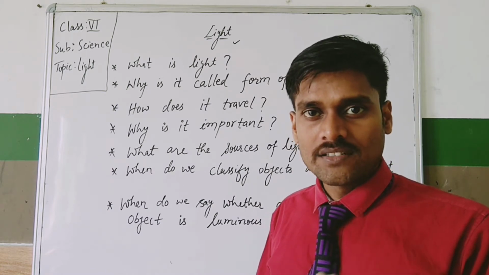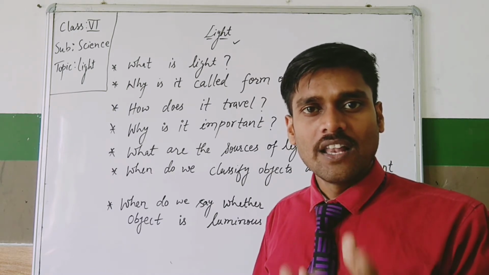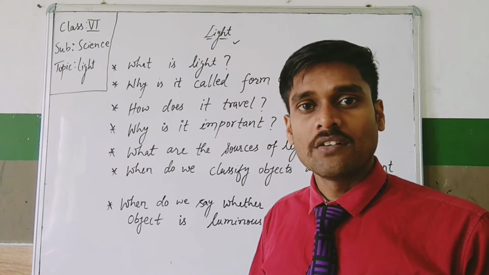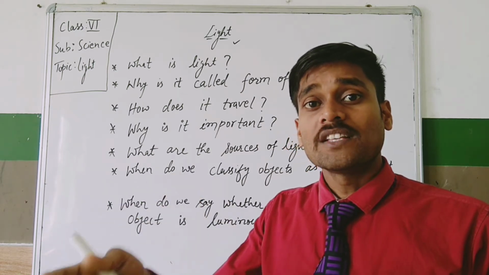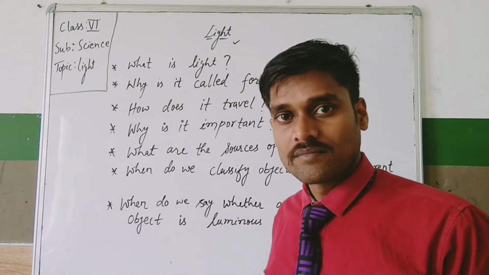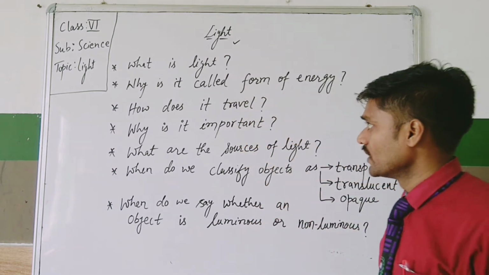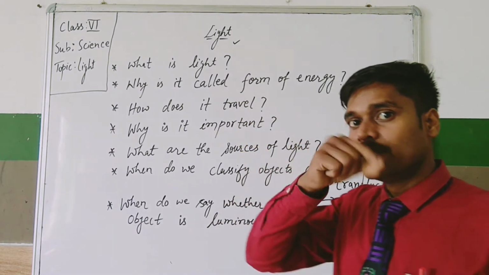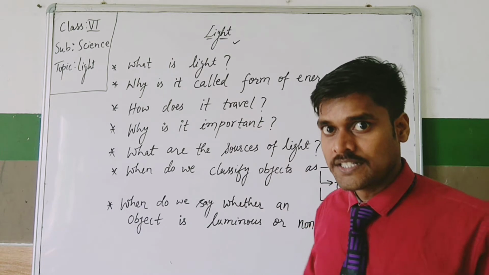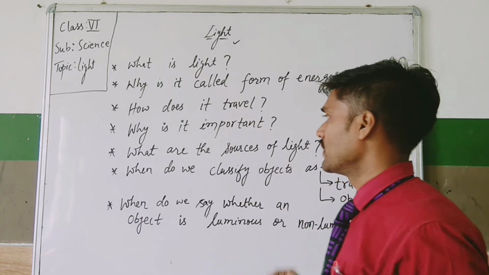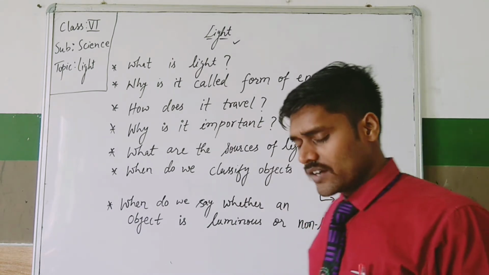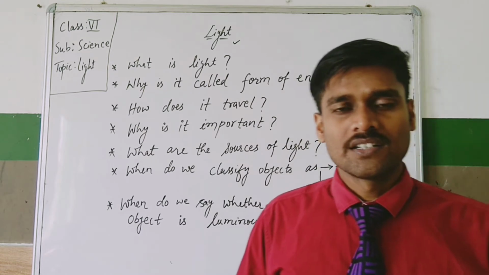So we consider light as a form of energy because transformation of energy is taking place. Okay, so only energy can be transformed into some other kind of energy. That's why we call it a form of energy. The question is, how does it travel?